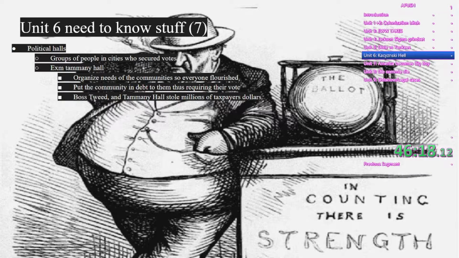Basically the head of this was William Tweed, who was the head of Tammany Hall and stole millions of taxpayer dollars. Now, how Tammany Hall got votes was that they gave a benefit. They gave jobs to immigrants, so they got their votes. They would also split party ballots in half so that they could win elections. It's a bunch of crazy stuff like that. But pretty much all you need to know is that these political machines were corrupt as hell.